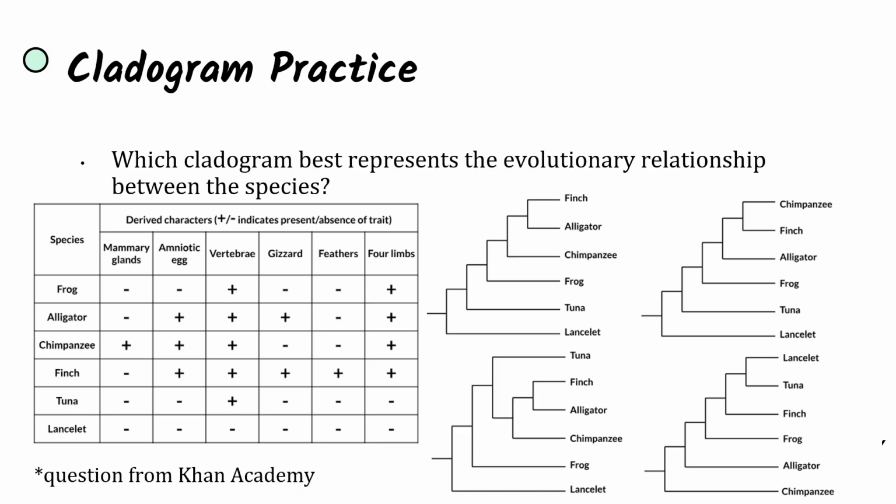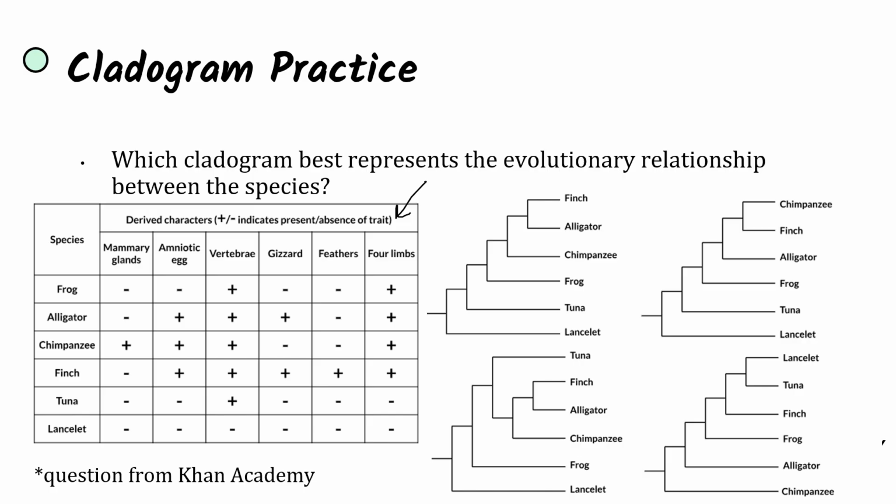So now we're going to practice our cladograms using a question from Khan Academy. Which cladogram best represents the evolutionary relationship between these species? And as you can see here, we're not looking at nucleotide differences. We are actually going to be looking at derived characteristics, so presences or absences of certain shared derived characteristics that can show us the evolutionary relationship between these species.